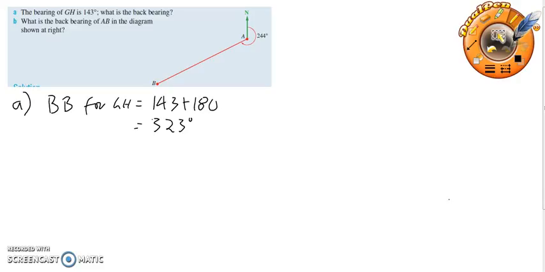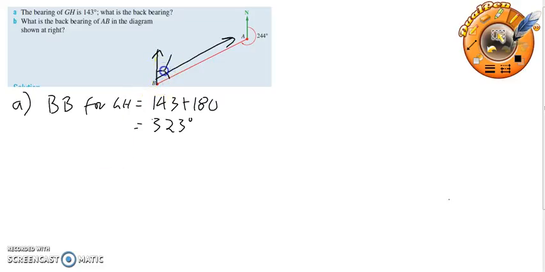When I'm looking at the second one, we've got a diagram here. And it says, what is the back bearing of AB in the diagram? When they talk like that, the forward bearing is A to B, so the backward bearing is going from B to A. Now something you can actually draw in these diagrams to get a better idea of what the answers should look like.